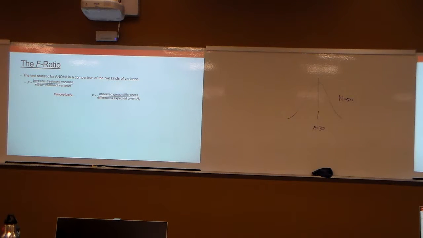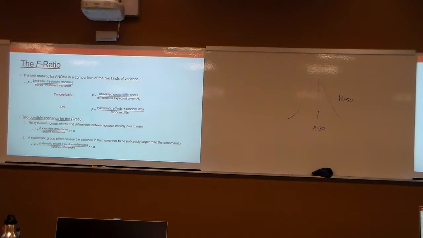Because even if the null is true, even if these populations have identical means, when we sample from them we're still going to expect to see some differences across these means, right? And this is our within treatment variance, or within condition variance. This is capturing just general differences. So we can also think about this conceptually as a ratio of our systematic effects plus random differences over just random differences, okay? So again, two possible scenarios here.